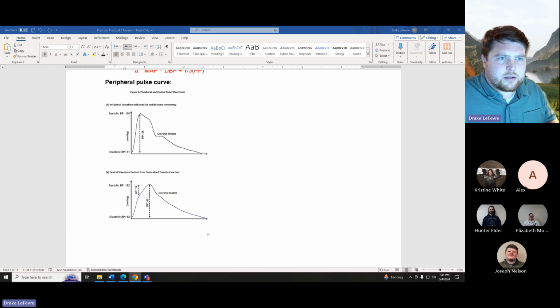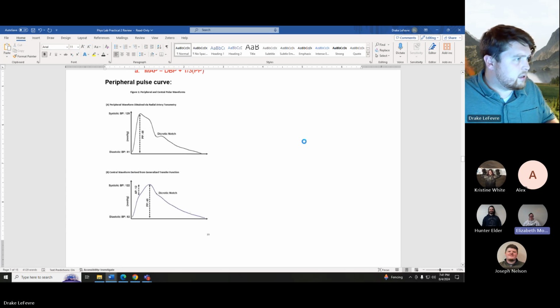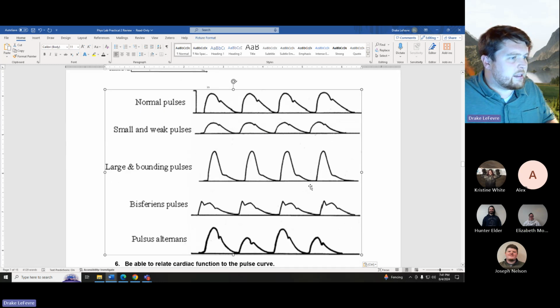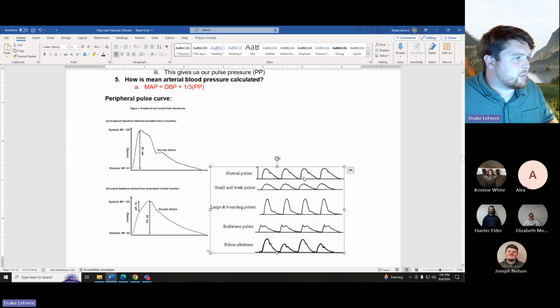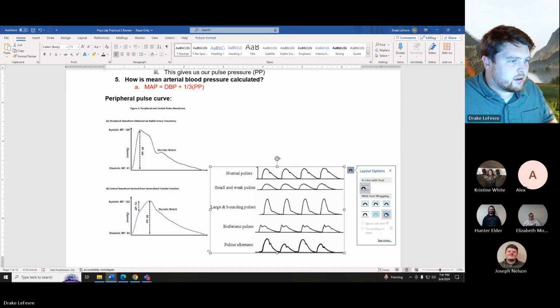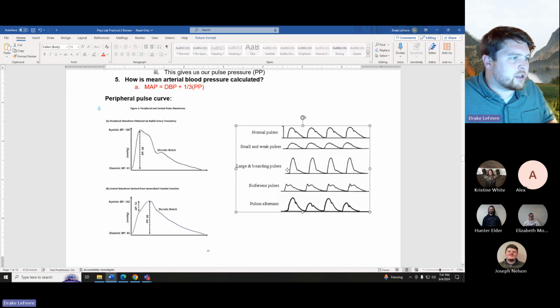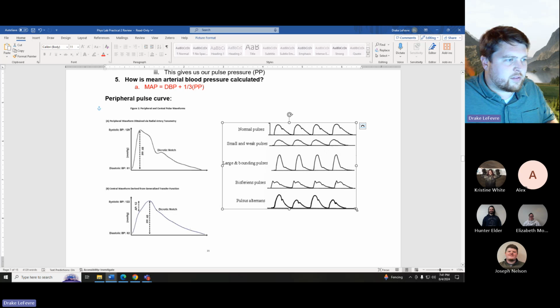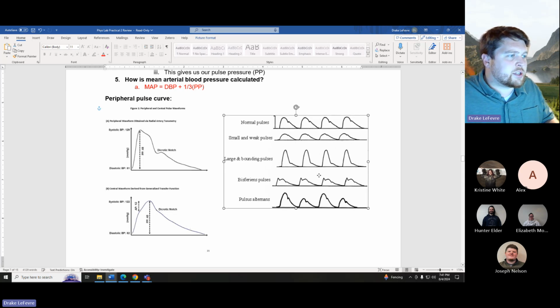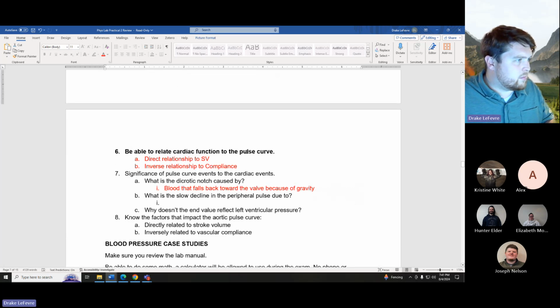I guess there's a little chart. Yeah, I couldn't find that in the lab manual anywhere, so I just Googled it. There was something like this. There were a couple specific ones, like what it looked like with regurgitation and what it looked like with other stuff. You know, remember? So with regurgitation, cardiac function to the pulse curve.